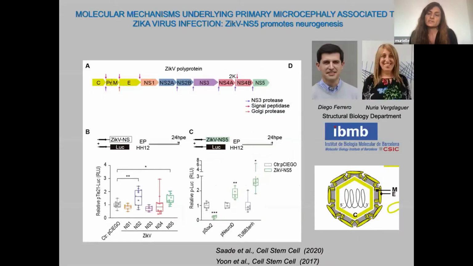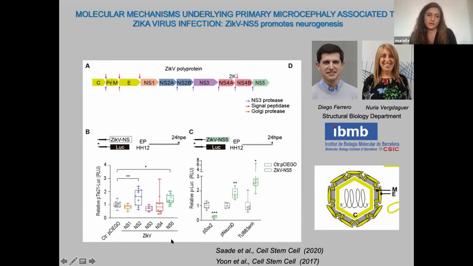So, in collaboration with a senior postdoc in the laboratory of Nuria de Verdaguer in the structural biology department at the IBMB, we studied the impact of the proteins translated from the Zika messenger. The Zika polyprotein is constituted of proteins involved in the formation of the capsid and other non-structural proteins classified from NS1 to NS5. When we electroporated each of these non-structural proteins into the chick, we were able to induce premature differentiation in the case of NS2 and NS5.